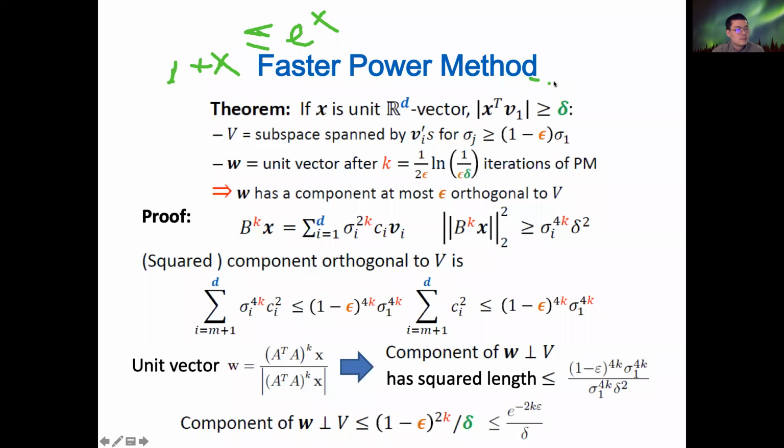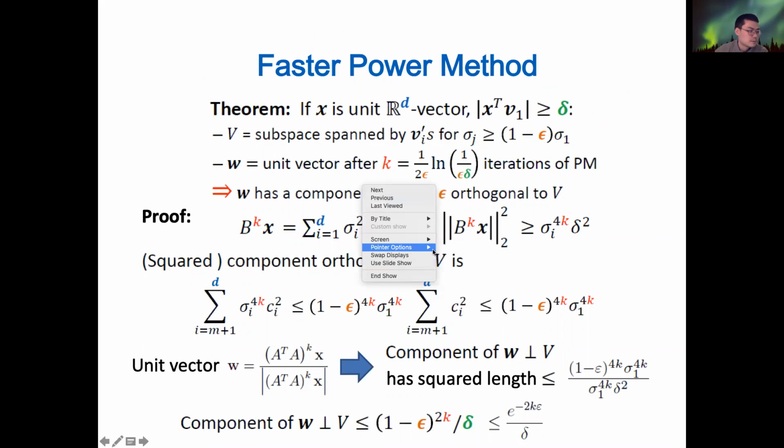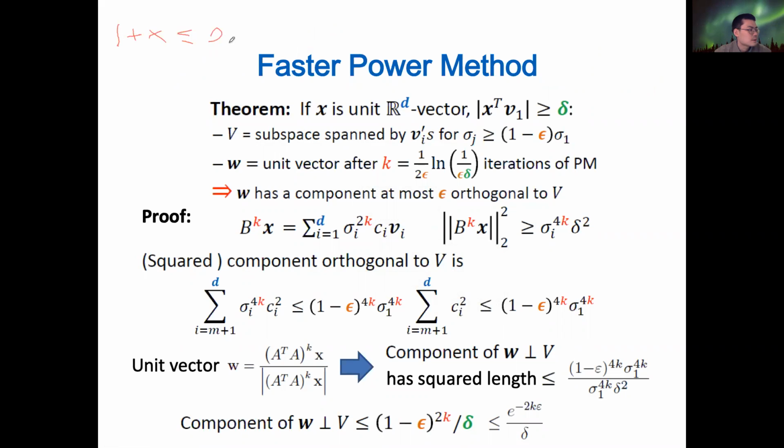So we are getting this conclusion: 1 plus x is always going to be less than or equal to e to the power x. And this holds for any x, which means if you take a minus x, it still holds: 1 minus x is less than or equal to e to the power minus x. How to see this holds for the whole domain from negative infinity to positive infinity?